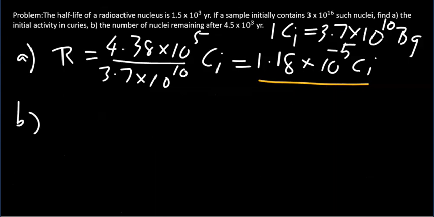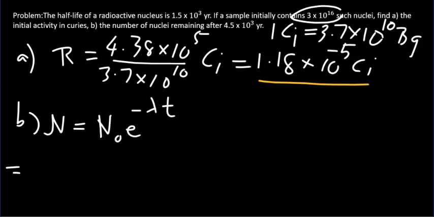Part B, the number of nuclei remaining after this much time. And for this we can use the exponential decay expression. We know what N0 is. N0 is 3 times 10 to the power 16 nuclei. That is the initial amount of nuclei. Now let's calculate the exponential factor. Now we can do the calculation in years.